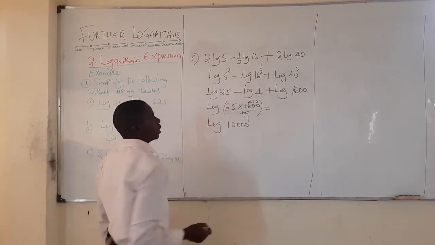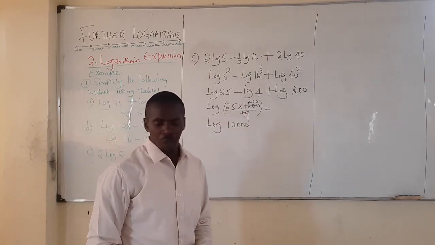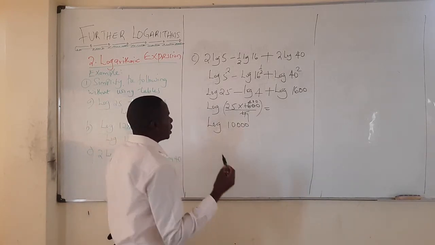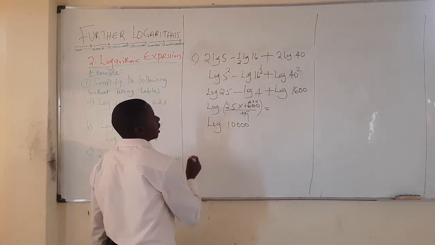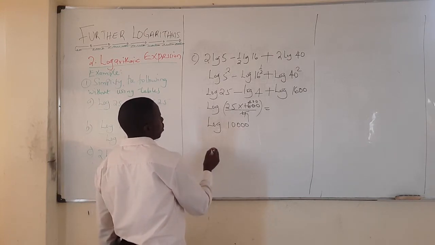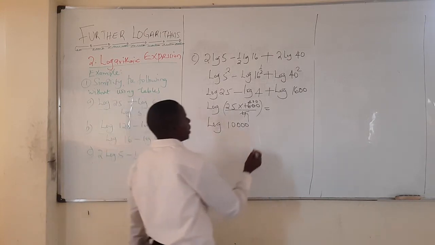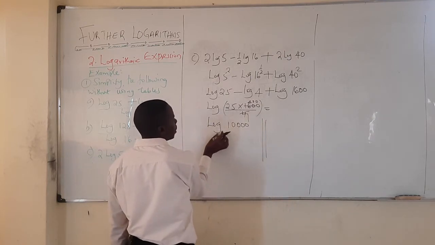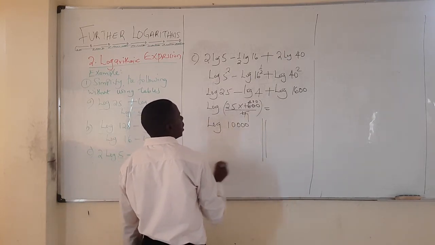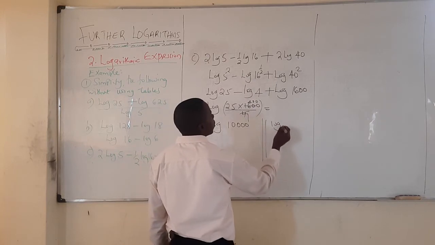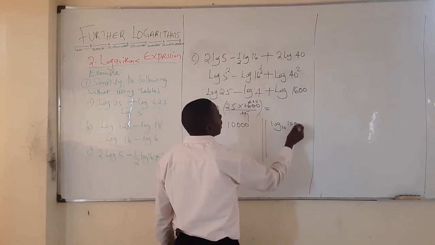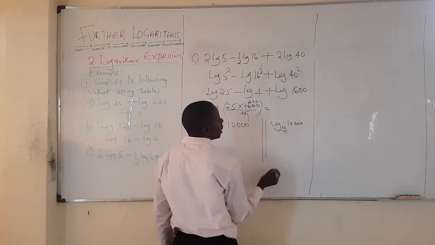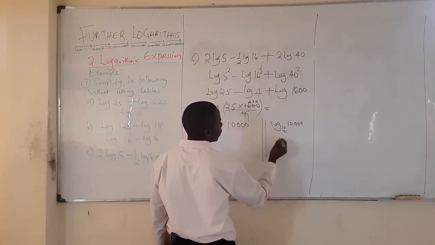So 25 times 4 gives 10,000. So the log of 10,000 is going to be 4. Because in this case, you're asking yourself, what is that number? When you don't have any base here, the base is 10. The log of 10,000 base 10 is what?